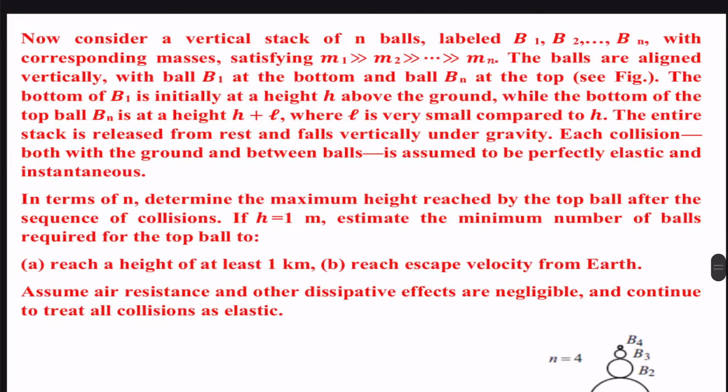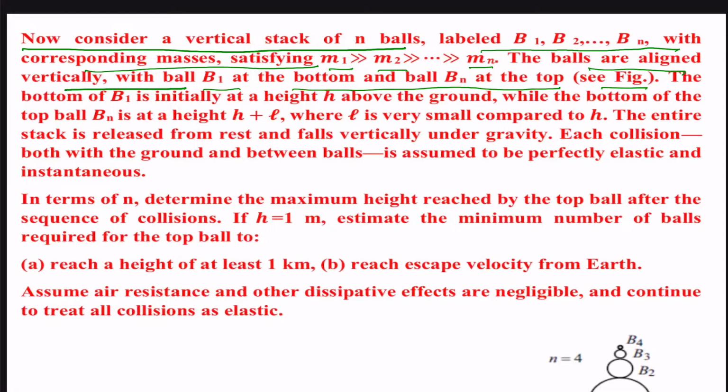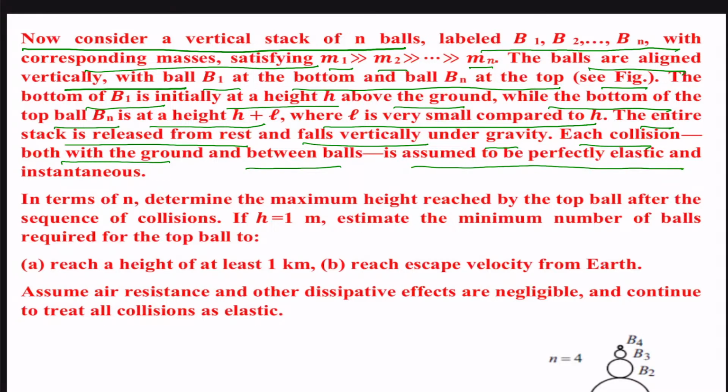So let me read the question. It's almost the same, but with a minor difference, and it states: now consider a vertical stack of n balls labeled B1, B2, up to Bn with the corresponding masses satisfying m1 greater than m2 greater than up to mn. The balls are aligned vertically with B1 at the bottom and Bn at the top, as in the figure. B1 is initially at a height h above the ground, while the bottom of the ball Bn is at height h plus L, where L is very small compared to h. The entire stack is released from rest and falls vertically under gravity. Each collision, both with the ground and between the balls, is assumed to be perfectly elastic and instantaneous.